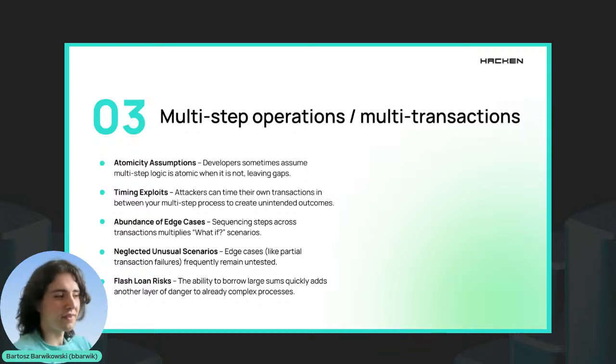There are a huge number of possible edge cases and scenarios, and in many cases the developers don't think about them, or only some of them. So with every next step the logic increases by a lot, exponentially. Yeah, that's the word I was looking for. So it's very easy to make a mistake, especially when you combine it with dangerous things like flash loans.